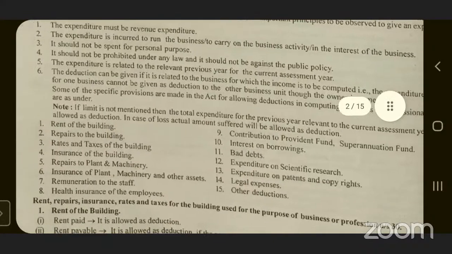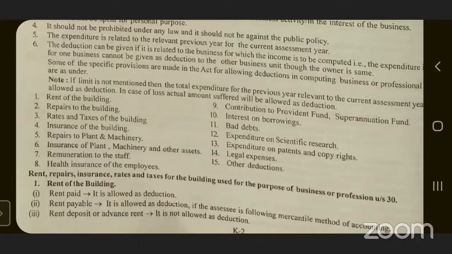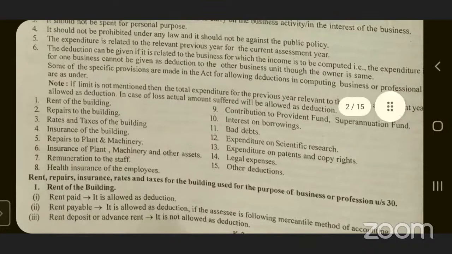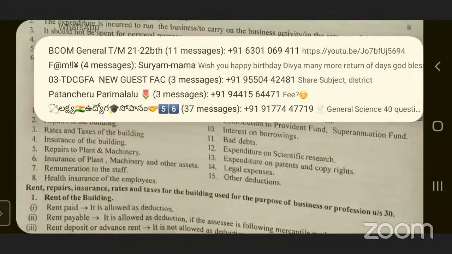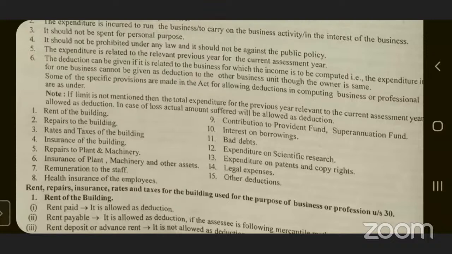So the following are some of the examples which will be allowed as deductions: rent of the building, repairs of the building, remuneration to staff, health insurance, contribution to provident fund, interest on borrowings, bad debts, expenditure on scientific research, any legal expenditures relevant to the business, and any other deductions. For a few expenditures, some limit is going to exist. If a limit is not mentioned, then the total expenditure for the previous year relevant to the current assessment year will be allowed as deduction.